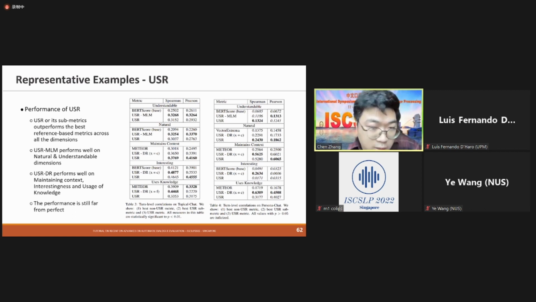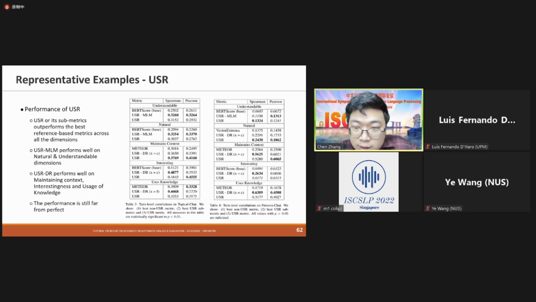Okay, so after introducing the matrix details, we shall look at the performance of the matrix. The performance is evaluated by the Pearson or Spearman correlation of the matrix score and the corresponding human evaluation score along the different fine-grained dimensions. We can see here the USR or its submatrix outperform the best reference-based matrix across all the dimensions, like the BERT score, which is a famous reference-based matrix.